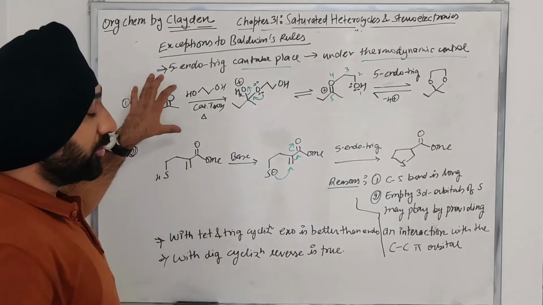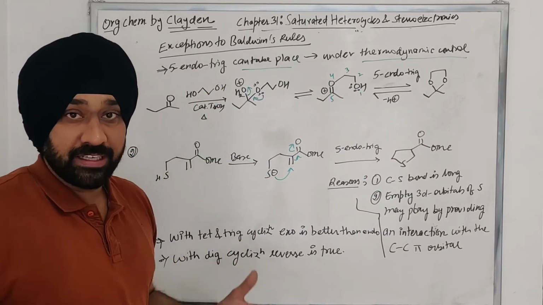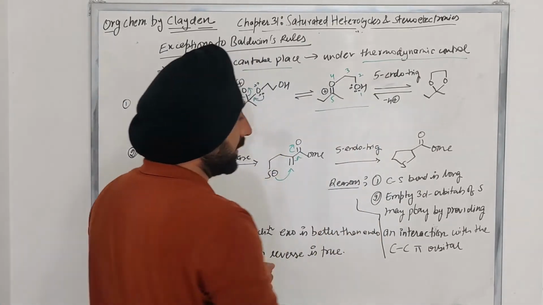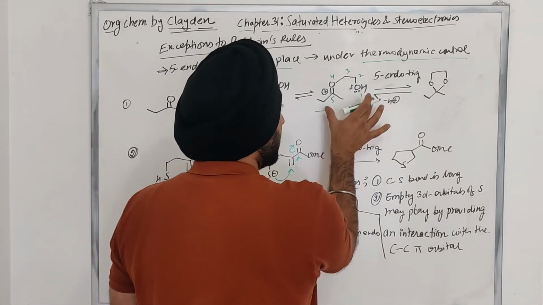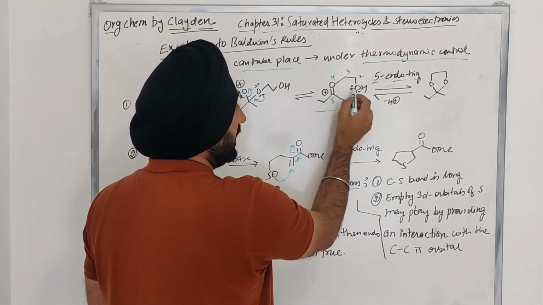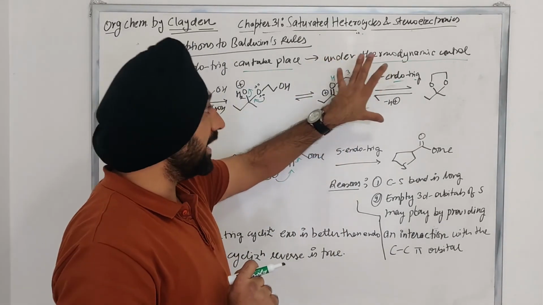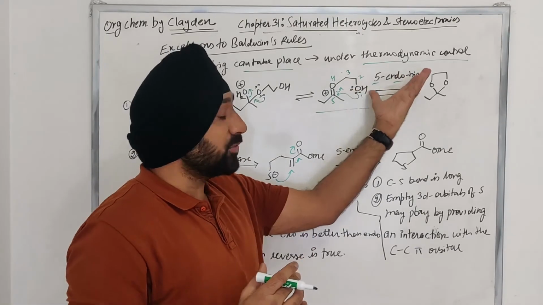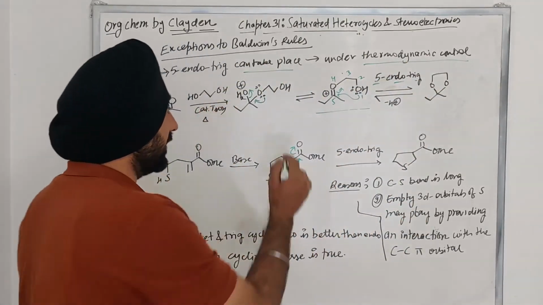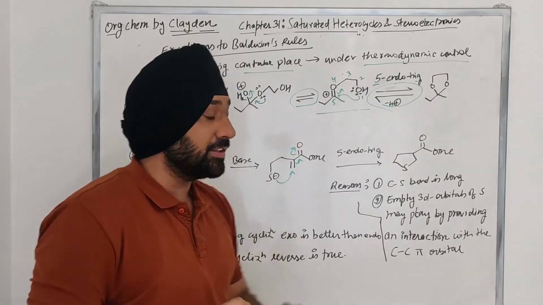For example, here what we are doing is carrying out the acetal protection of a ketone with 1,2-ethanediol. Under acidic conditions, this is how it proceeds to give the intermediate. Now this intermediate undergoes 5-endo-trig: 1, 2, 3, 4, 5, the lone pair of electrons attack and it opens. Under normal circumstances we have said this is not favored, but such protections are under thermodynamic control. We can see that it is reversible, which clearly shows these reactions are under thermodynamic control.